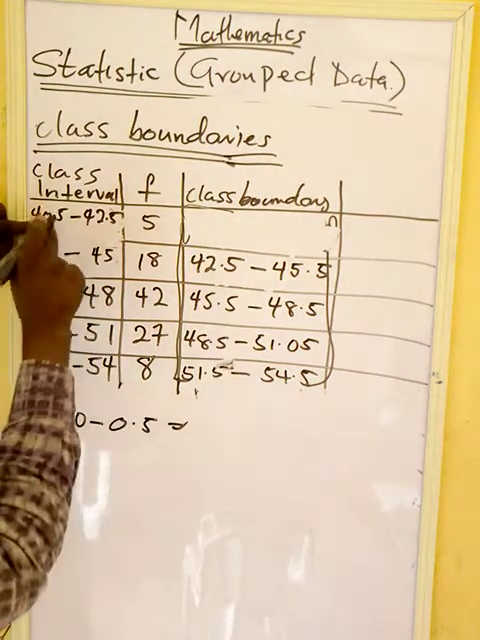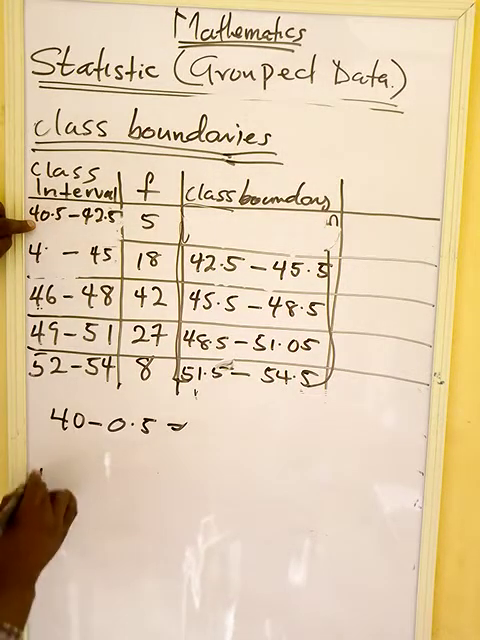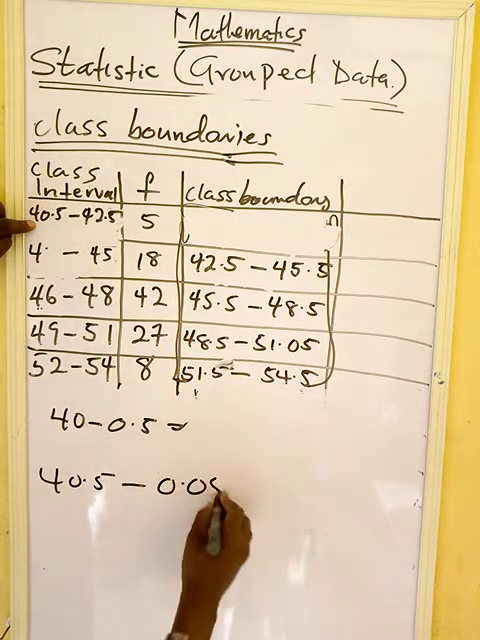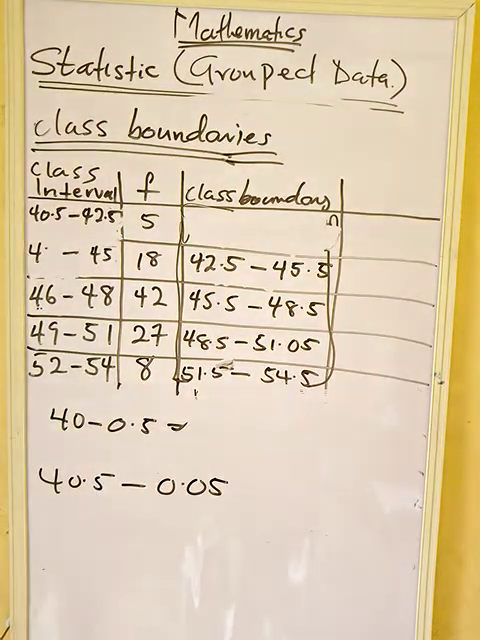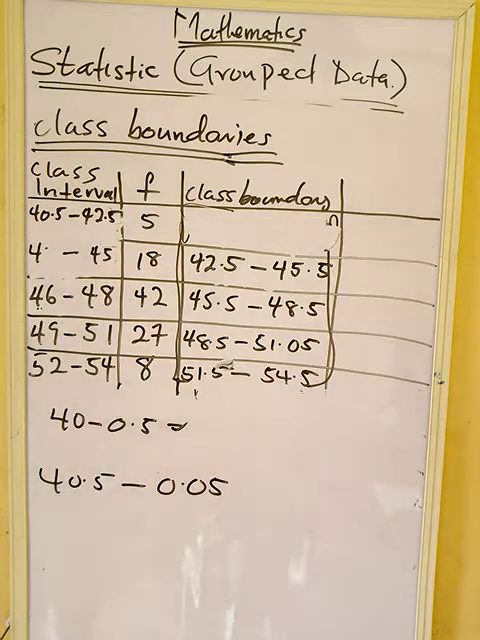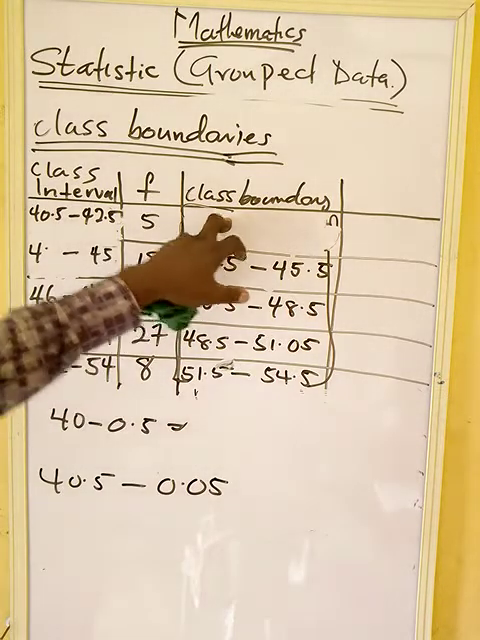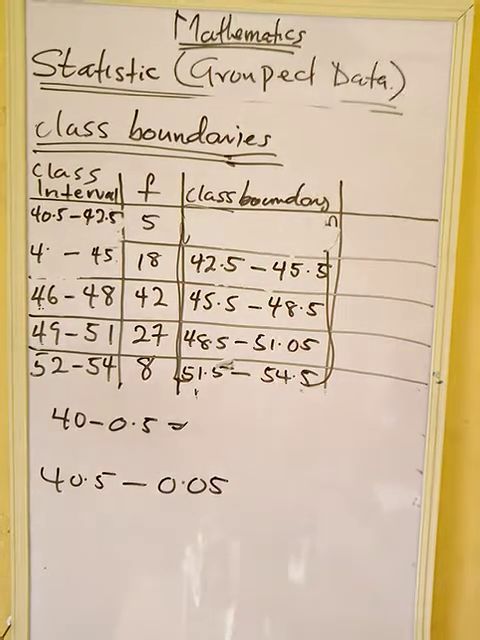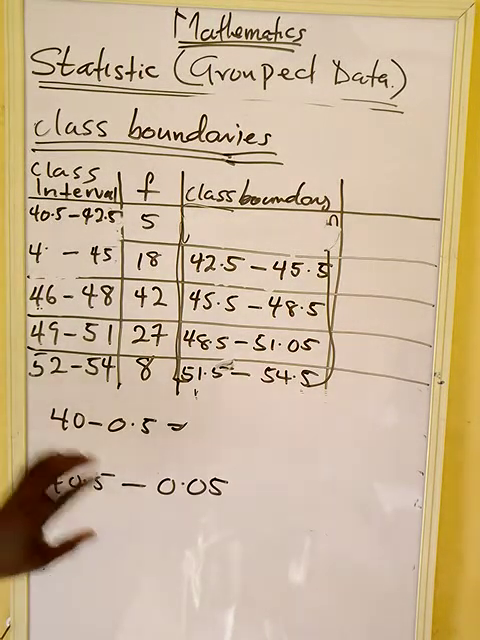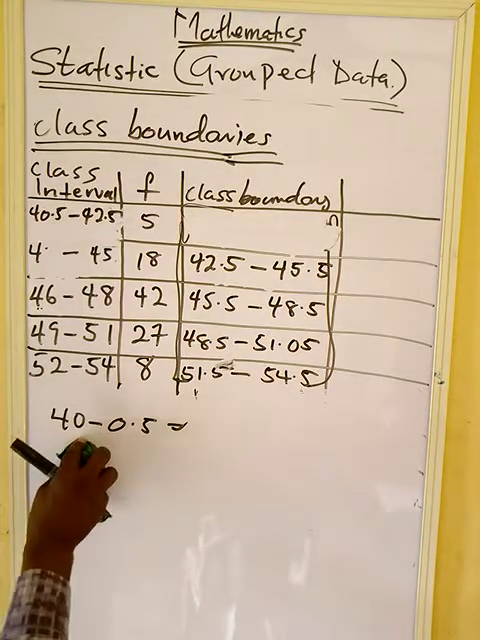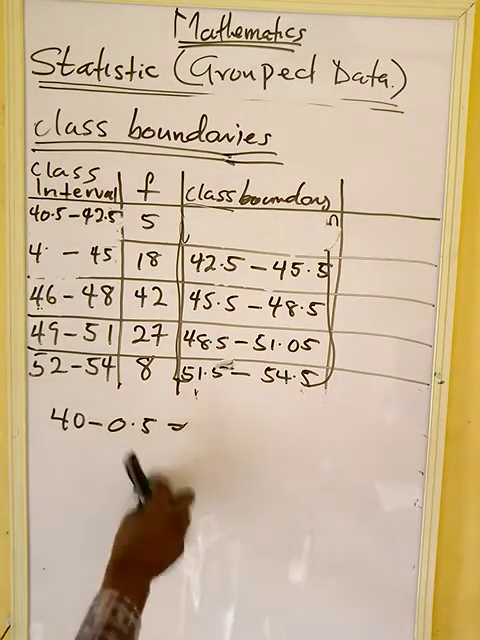But if the question is given to you in decimal form, that is 40.5, you now subtract 0.05 from this to get your class boundary. If the number is given to you in a decimal form, you will subtract 0.05. But if it is given to you in this form, you subtract 0.5.